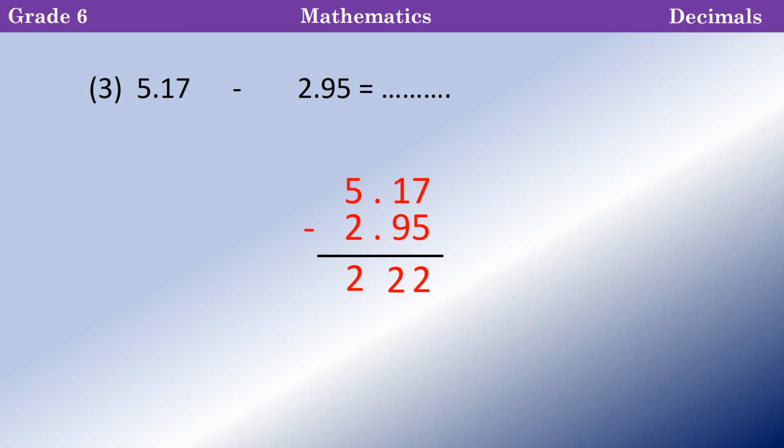Then we subtract 4 minus 2. It becomes 4 because we borrowed 1 from 5 earlier. Then 4 minus 2 becomes 2. And the decimal point is kept at the same position. Therefore, the answer for this question is 2.22.